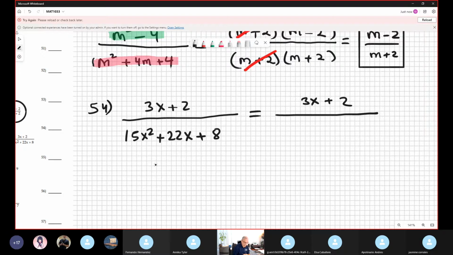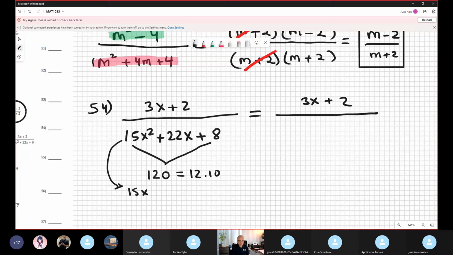Yeah, I did it before, but that's okay. I want to repeat. This is a complicated trinomial, no GCF. This is 15 times 8, which is 120, and the combination that opened the door was 12 and 10. You remember, right? Because 12 times 10 is 120, and 12 plus 10 is 22. Split 22x using 12x and 10x.